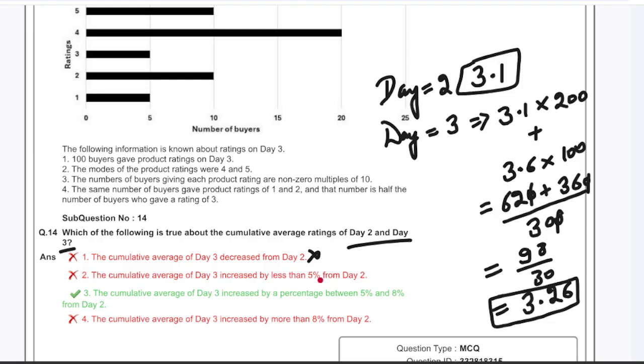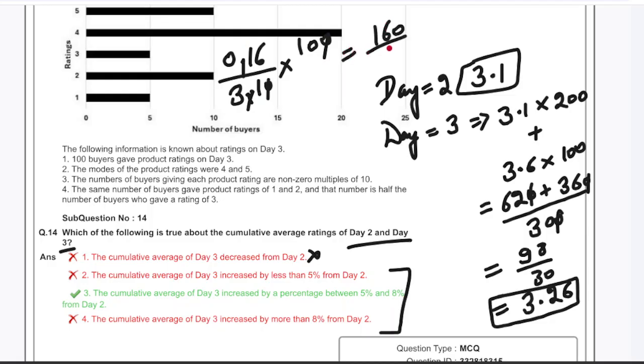Then it increased by less than 5%, 5 to 8, or more than 8. That means I need to find out the percentage, how much the increase was. So the increase from 3.1 to 3.26, the difference is 0.16. Final value minus initial value, divided by initial value, multiplied by 100. The point cancels the point, so it's going to be 160 by 31, which is 31 into 5, 155, about 5.1 percent approximately. So the value is above 5 and between 8. That means the answer is option number 3.